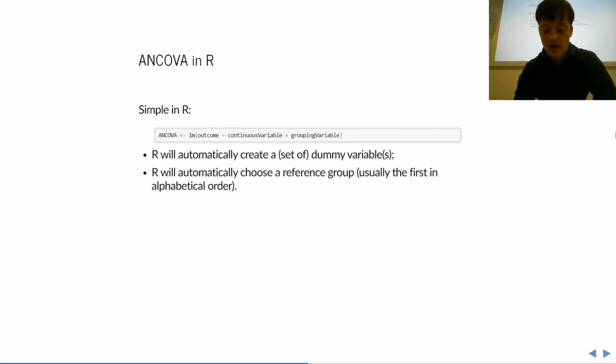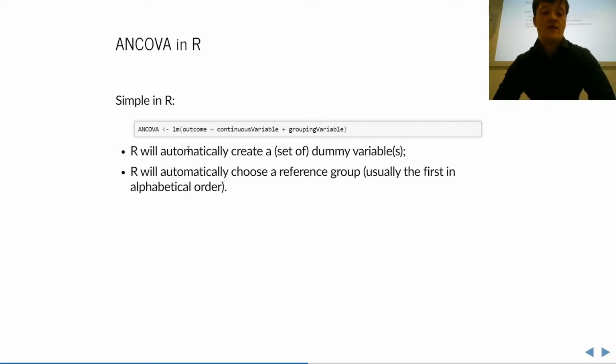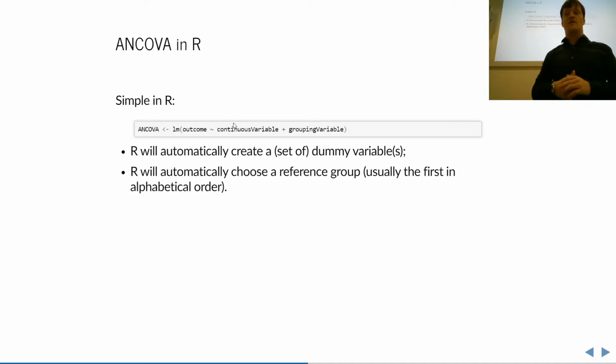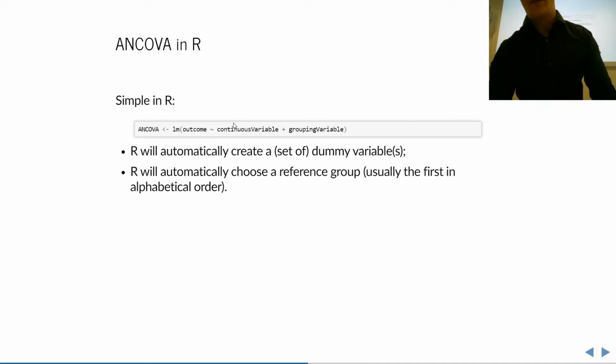Okay, how do you do this in R? Same way we did the multiple linear regression. So we have Ancova as a linear model, which is the outcome, then a tilde, which is the wavy sign, and then I've written continuous variable plus grouping variable, but you could do grouping variable plus continuous variable, it doesn't matter. Just have explanatory 1 plus explanatory 2 plus explanatory 3, it doesn't matter if they're continuous or categorical.